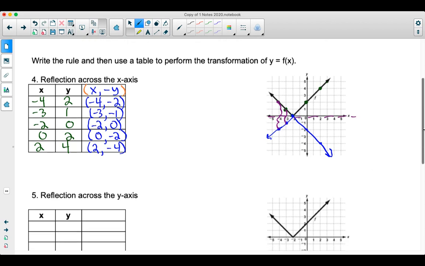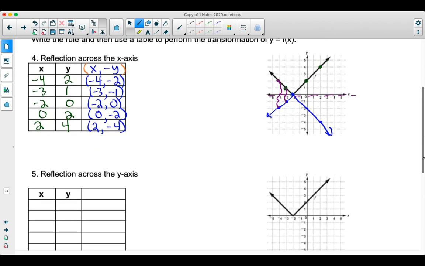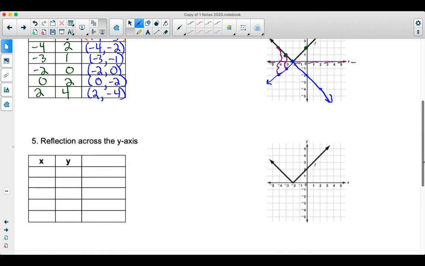Now let's try this with a reflection across the y-axis. So why don't you pause here and see if you can find 5 points, and actually it's the same graph to start, so you can use the same 5 points, and see if you can write the rule up here on the table for a reflection across the y-axis, and see if you can get your points. So pause here, try that, and then come back and check and see if you did it right.